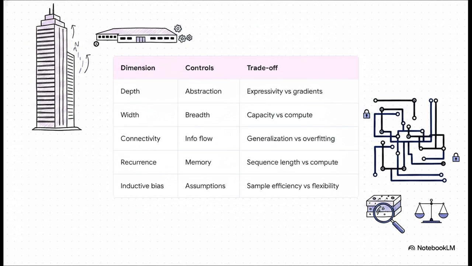If you build it too tall, the learning signal just gets lost before it ever reaches the ground floor. Then you have width, which is basically your square footage per floor. That gives you representational breadth, but boy, does it cost you heavy compute and memory. You've also got connectivity patterns dictating how the information flows, balancing generalization against overfitting. The big takeaway here? Every single dimension you push in one direction pulls back in another. It is a constant balancing act.